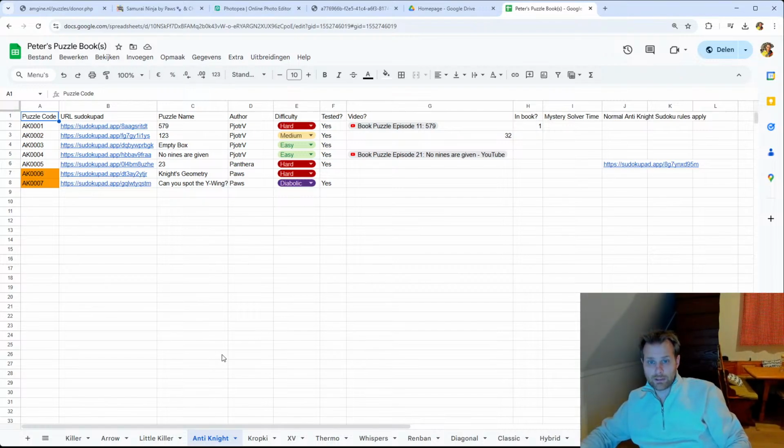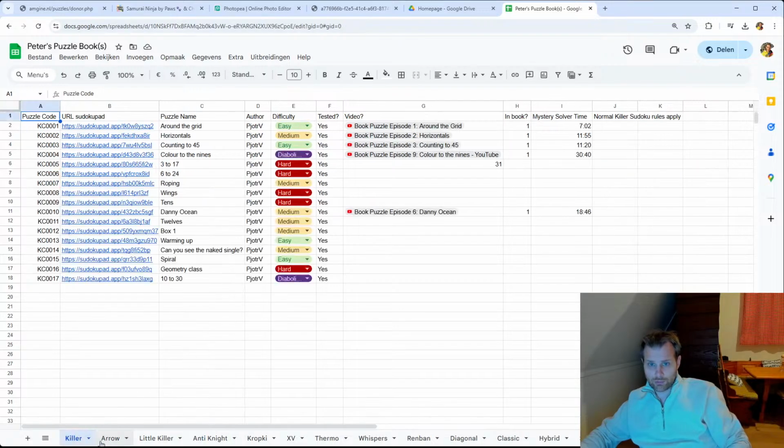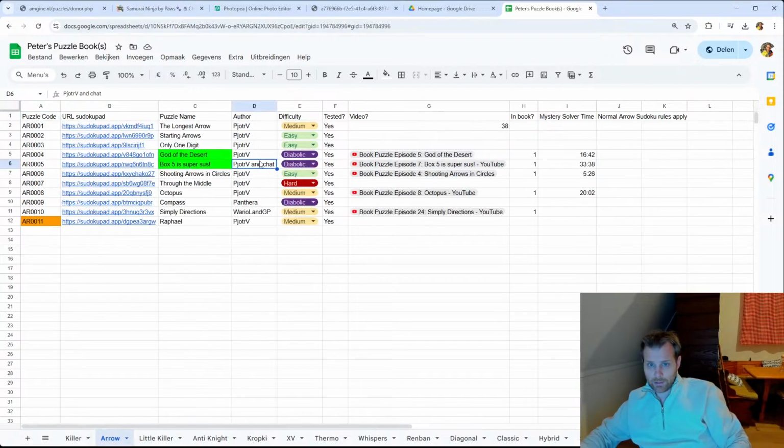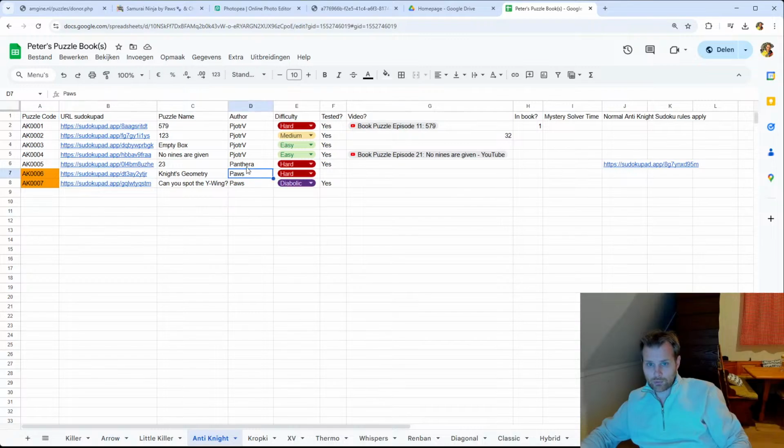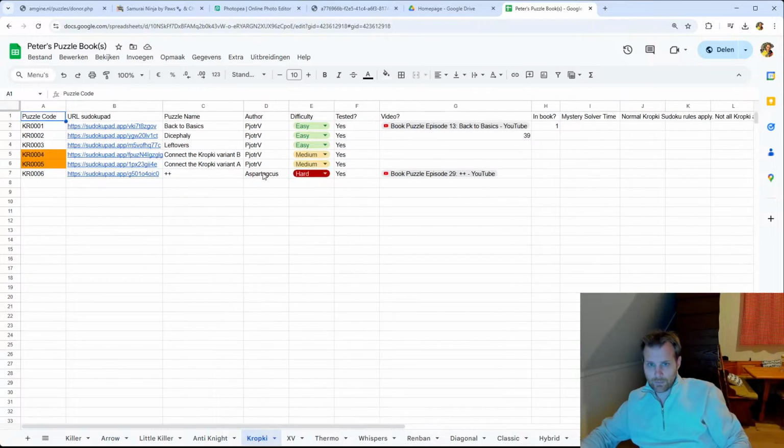And mostly I'm creating them myself. But as you can see, here I'm creating with Chat, here Wario Land, Pantera, and also Paul's made some. So I'm also interested in puzzles by others. The thing is that I'm only interested in a certain kind of puzzles.